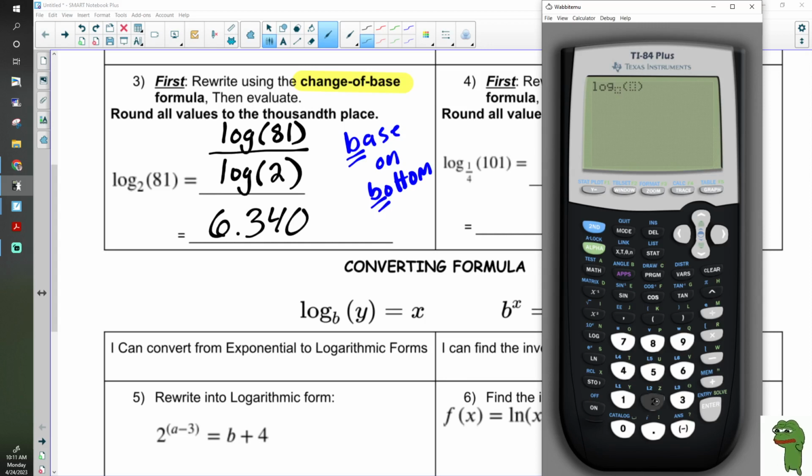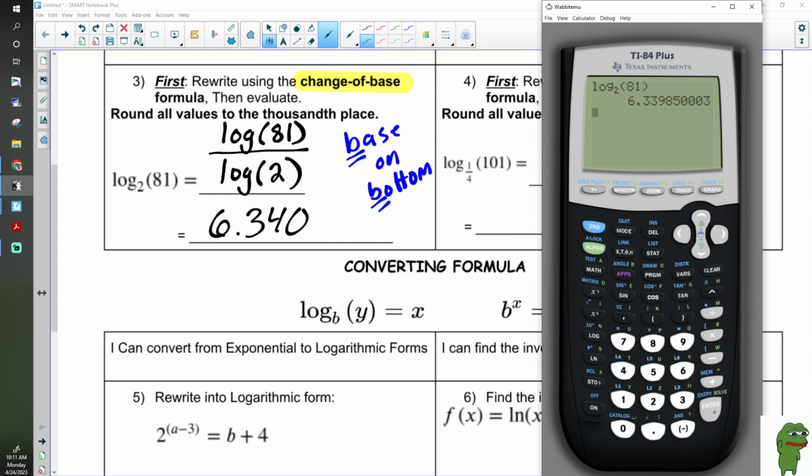So we can just type in 2 and type in 81 and click enter. We get the same thing, 6.340. Yep, so look, that's also an awesome way to do this problem.